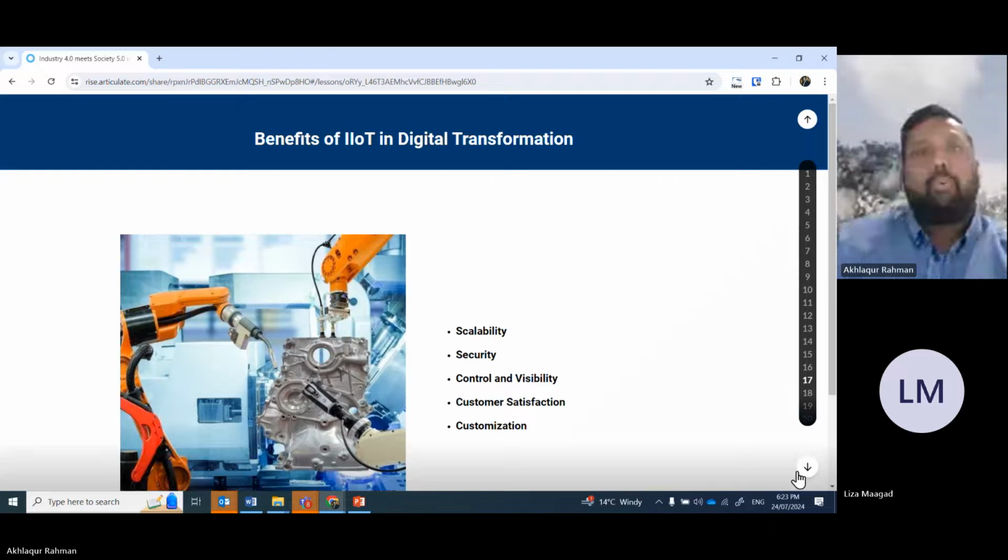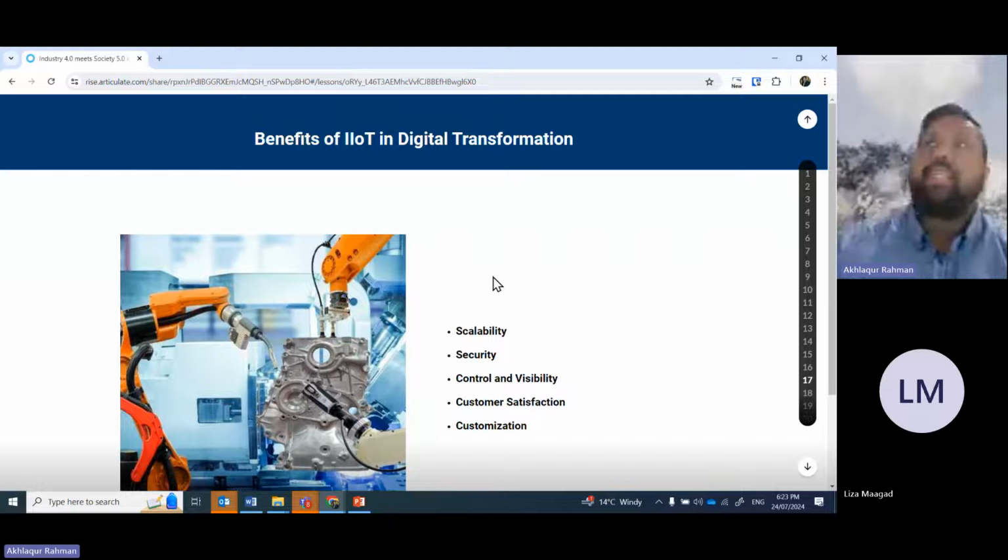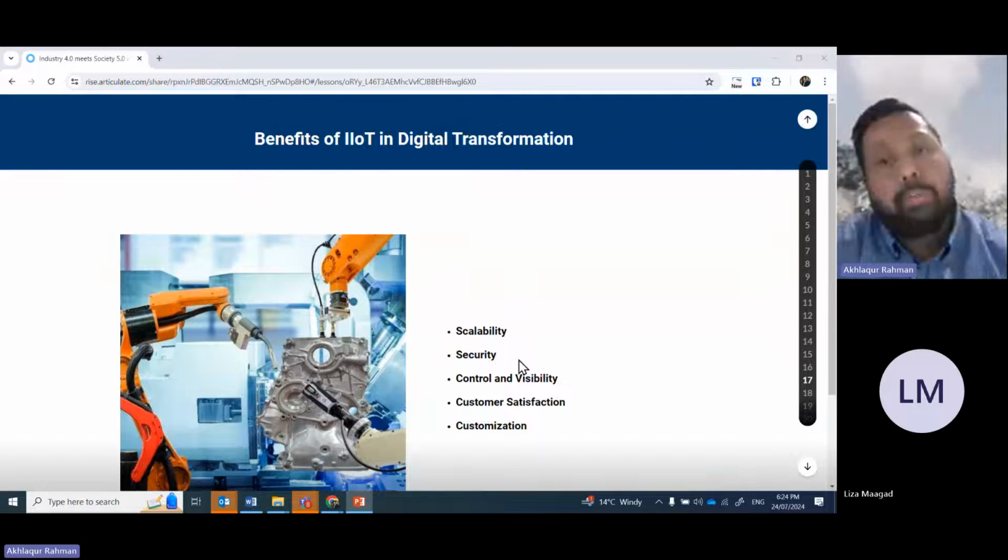Now, because the theme of the topic today was digital transformation, if we think about digital transformation and the main benefits of Industry 4.0 in it, you can think of these components: scalability, so different scales of operation, and security. Security is a big aspect, and that's why the technologies are also focusing on cybersecurity aspects in their design as well.